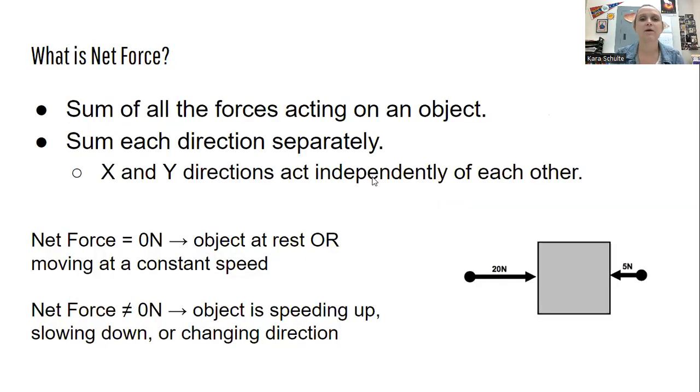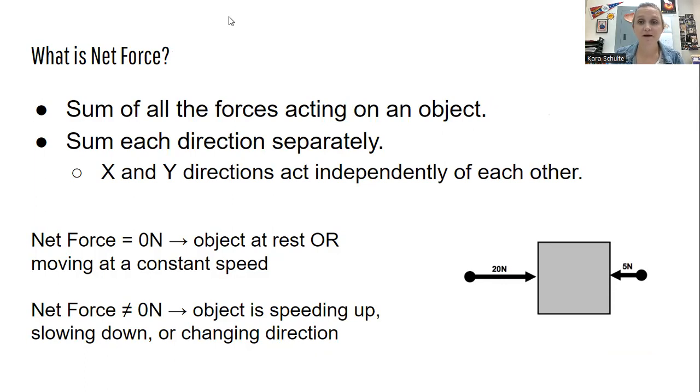Now, specifically, I want to go into what a net force is. A net force is the sum of all of the forces acting on an object. We're going to make sure we sum these in the X and Y direction separately. So I'm going to say the sum of all the forces in the X direction, the sum of all the forces in the Y direction. I want to show you that with an example that I've got here.